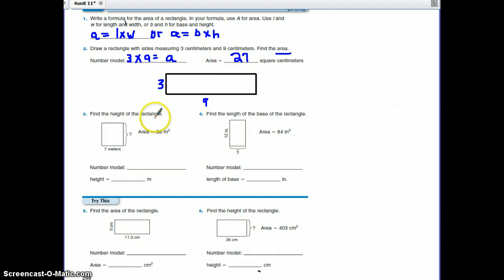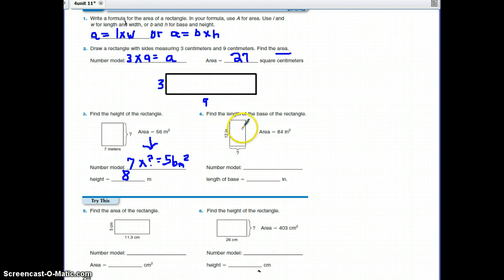So find the height of the rectangle. Well, they're telling you that this is 7 meters. Okay, so I'm going to write down what I know. 7 meters times what? Times that question mark is going to equal the 56 meters squared. There's my squared symbol, that number 2. So now all I have to figure out is, what is the number that's missing? 7 times what gives me 56? Well, 7 times 8. Notice I didn't have to get out a ruler or my geo template and actually measure this. I'm just figuring the answer out.